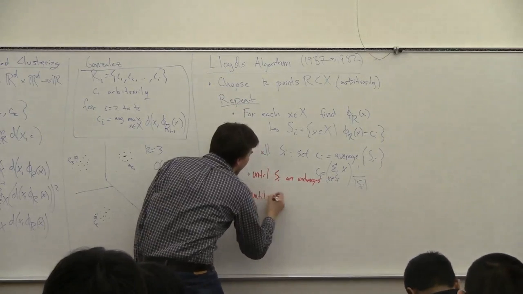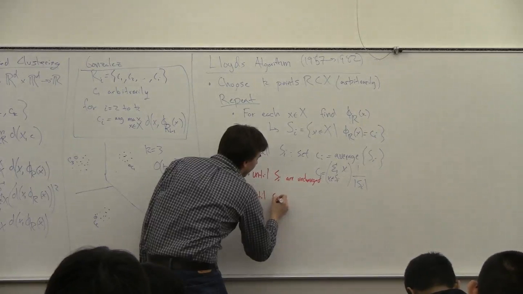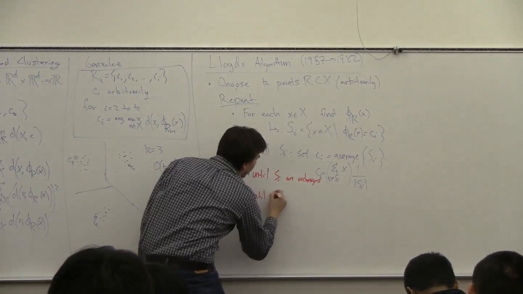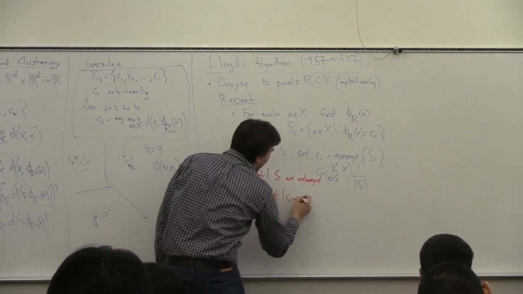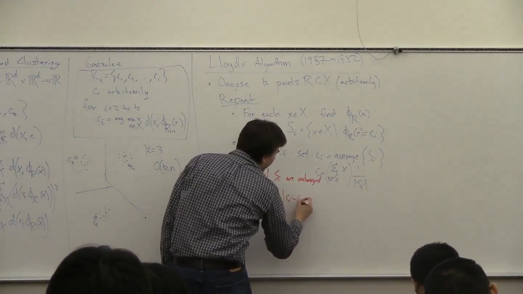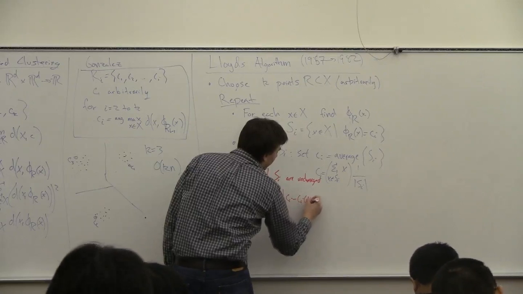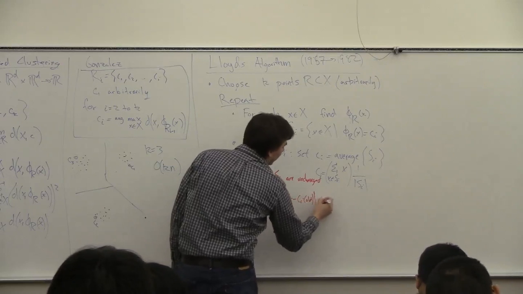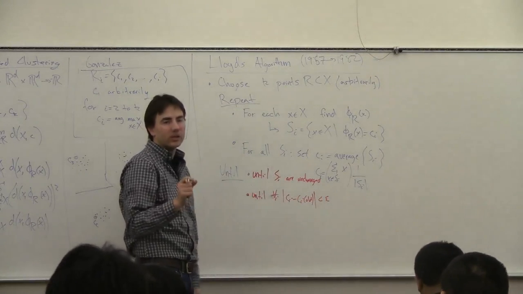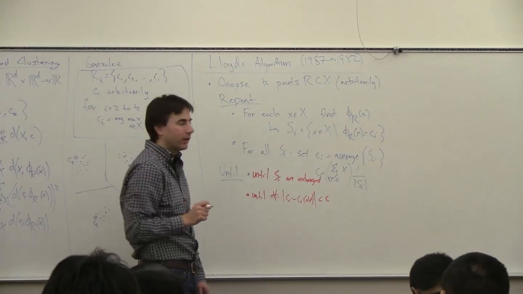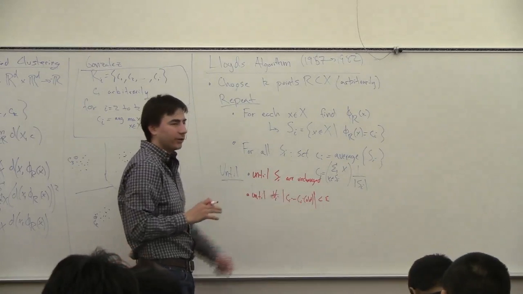You can also say until, for each of these i's, that ci minus ci old, so the old version of it, is less than epsilon, right? So the movement in the centers changes by less than a small amount. In this case, you can stop.